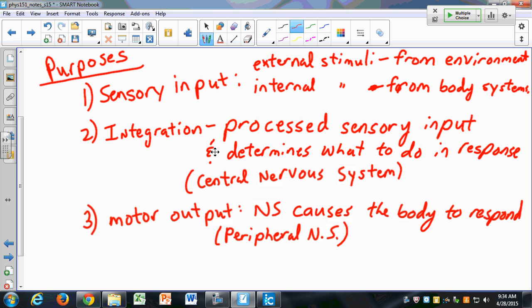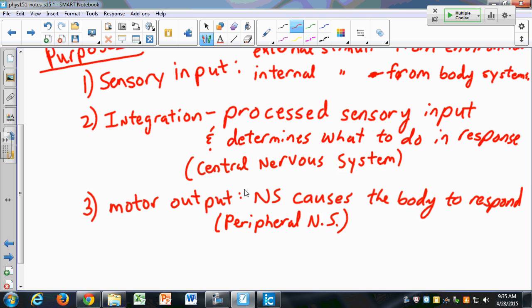So you have these three purposes of the nervous system. Sensory input, it just takes the input from the various senses, either from external or internal stimuli. Integration, it actually processes that input, and then the response is through the peripheral nervous system, or the PNS, which is just the motor output. And then we have, as we've already said, two main parts of this nervous system, the central nervous system and the peripheral nervous system.